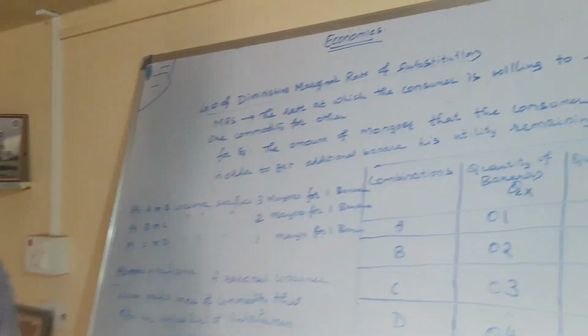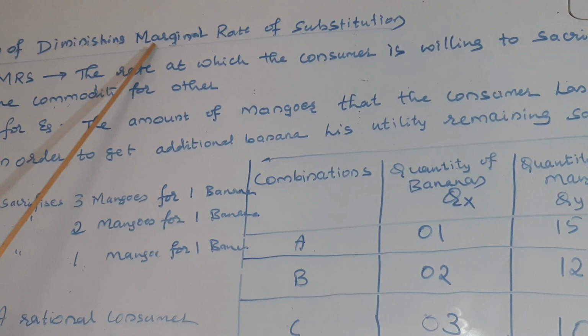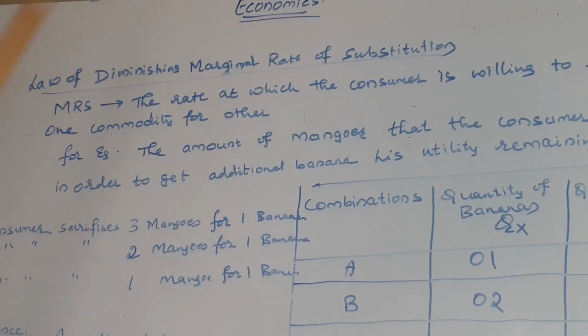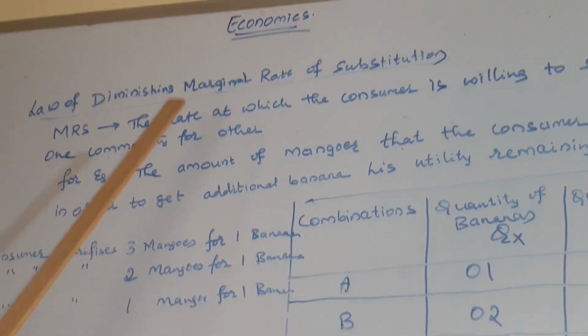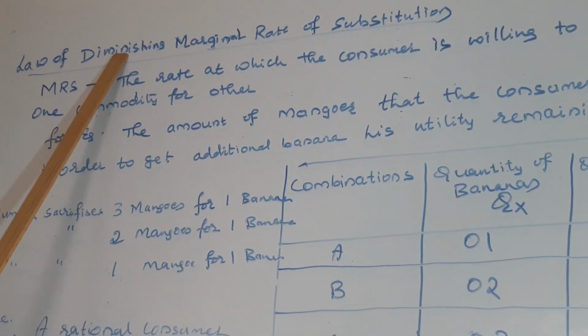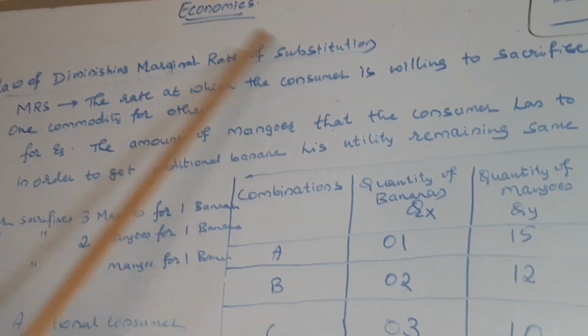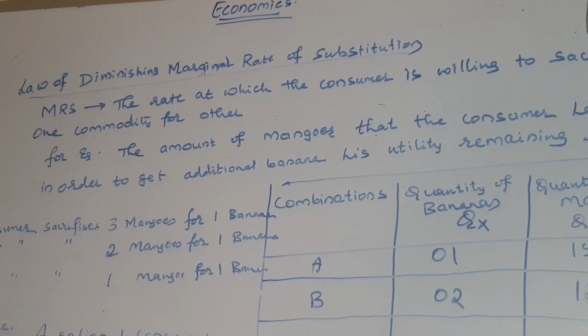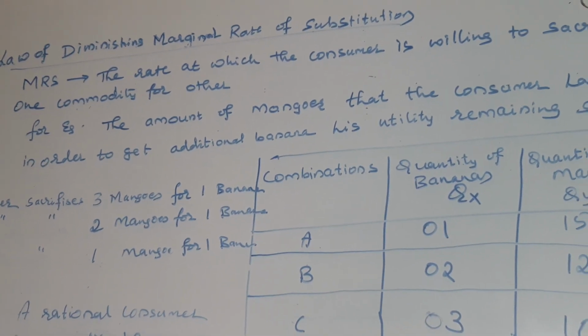Good morning, students. Today we are going to go for the next chapter, that is the law of diminishing marginal rate of substitution. So what do you mean by diminishing marginal rate of substitution? The diminishing means what here? The decreasing. Marginal means what here? Extra. The rate of substitution means what here? Whenever you go on consuming the extra unit of a unit, we have to sacrifice the other unit.